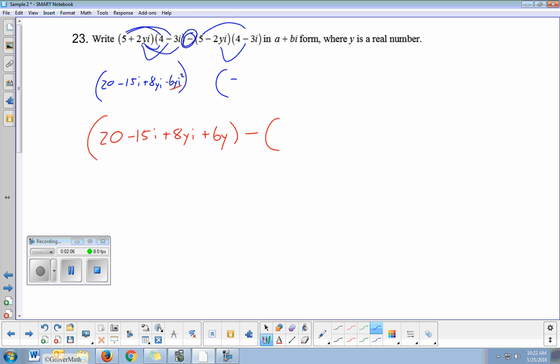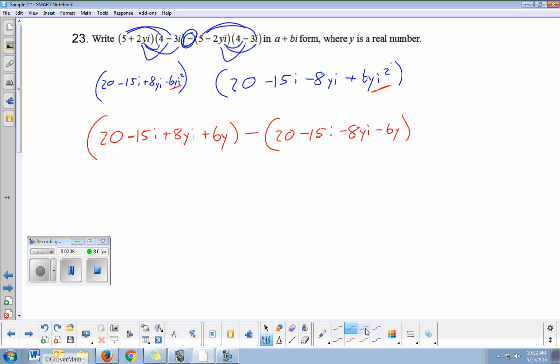5 times 4 again is 20. I'm going to see a lot of repetition, I think. 5 times negative 3i, negative 15i. In here, we'll get a negative 8yi and a positive 6yi squared. And then, of course, this with the i squared is going to simplify down to be 20 minus 15i minus 8yi and minus 6y.